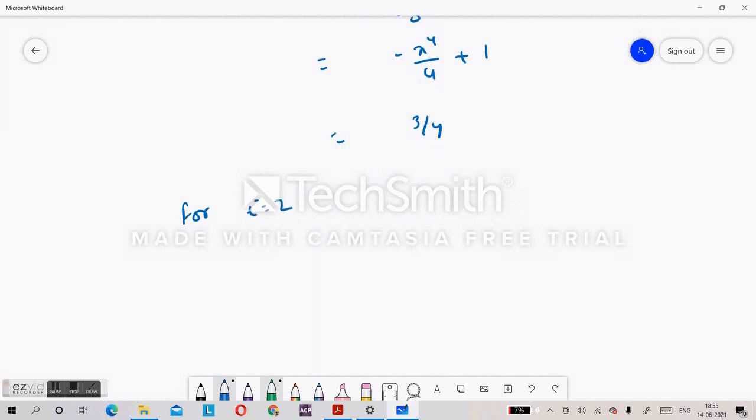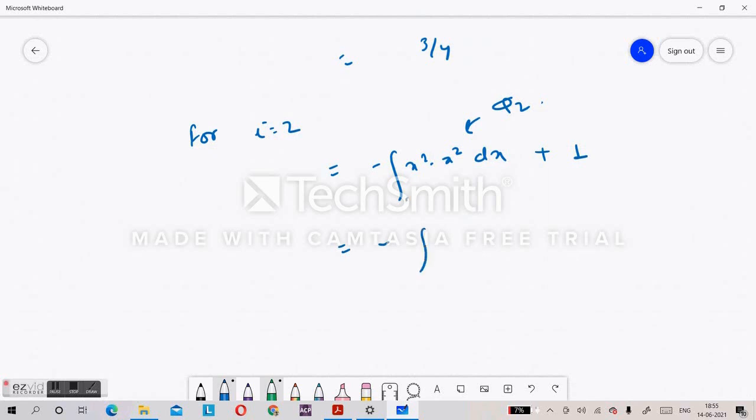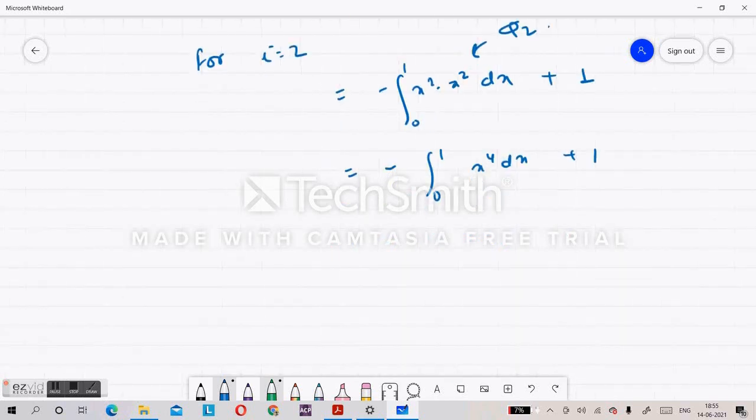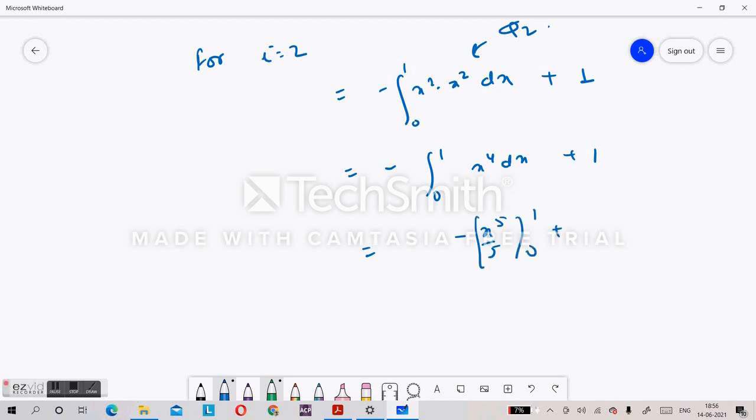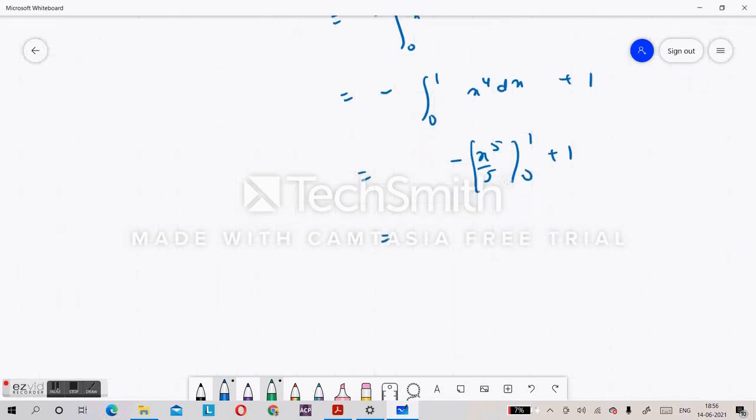So for I equals 2, the equation looks like this. We will put the value of phi 2 here. Then w1 again equals 1. We will put the limits 0 to 1, then it will become x to the power 4 dx plus 1. On solving, we will get the integration of minus x to the power 5, 0 to 1, plus 1. And finally, on solving, we will get 4 upon 5.